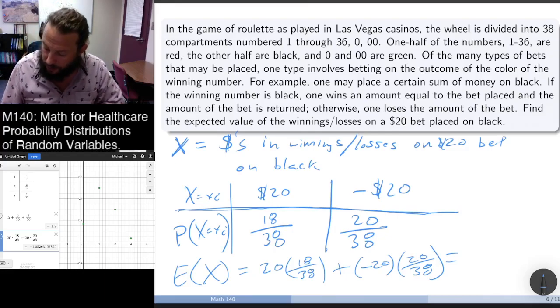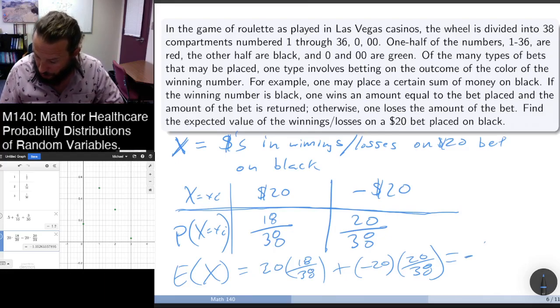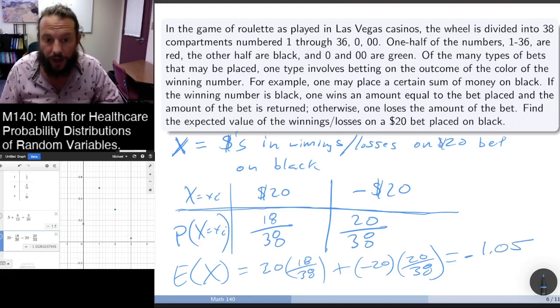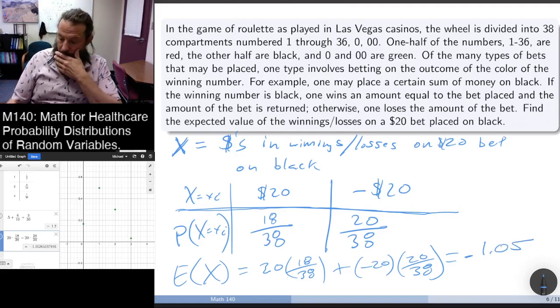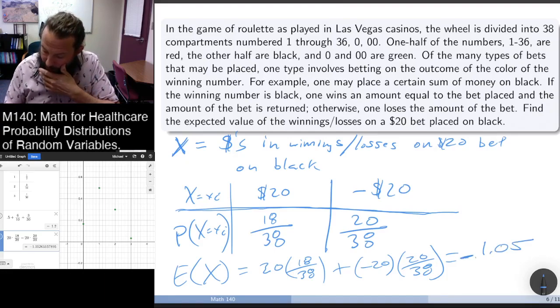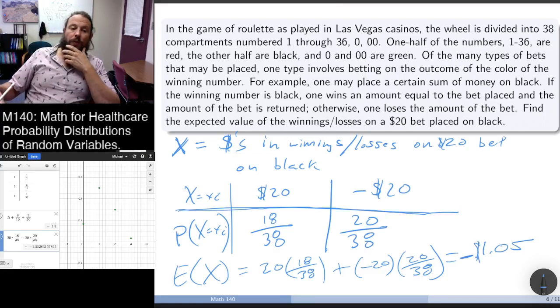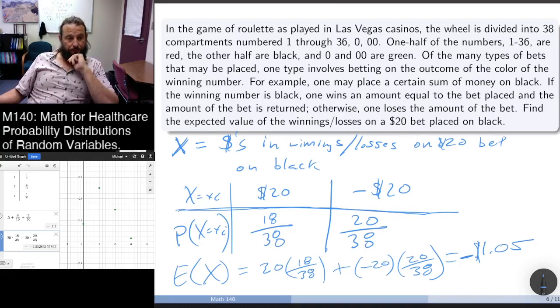Looks like the expected value comes out to, I'm going to round it to 1.05, negative. All right. And remember, that's dollars. So, on average, we're expected to lose $1.05 each time we place this bet.